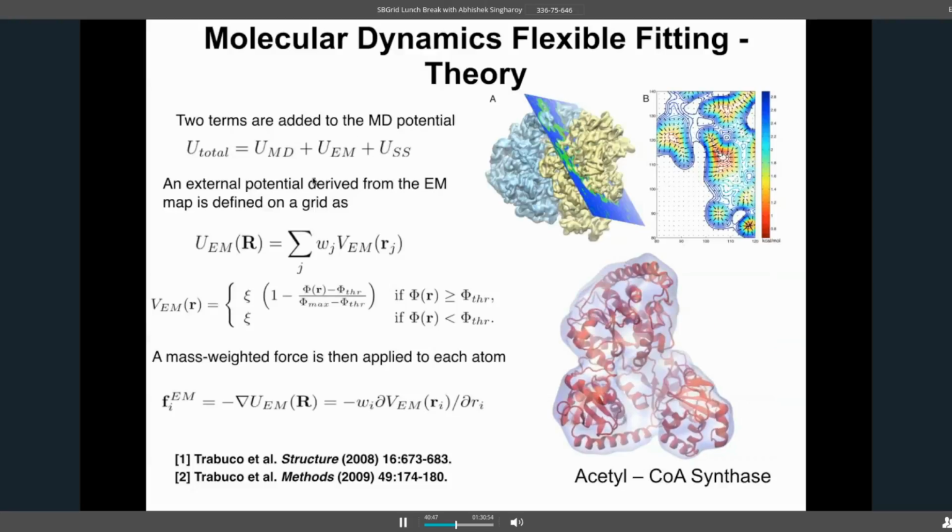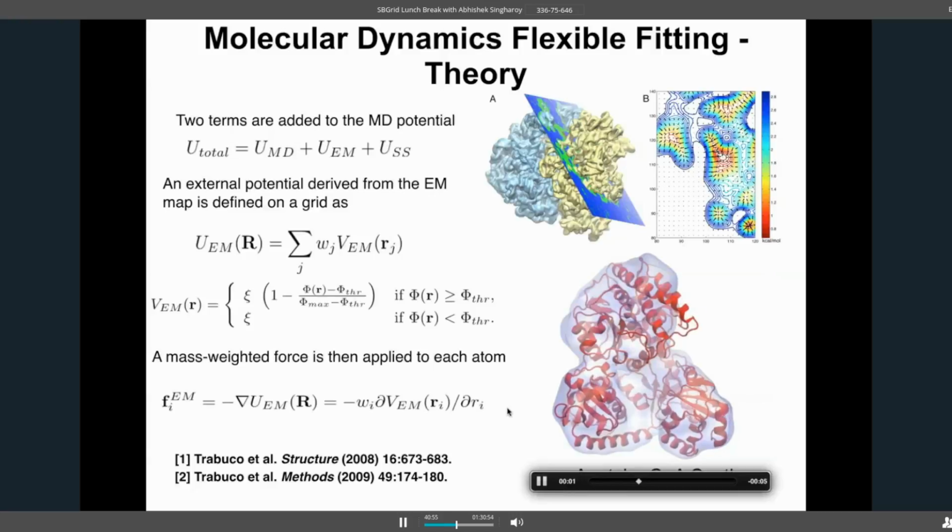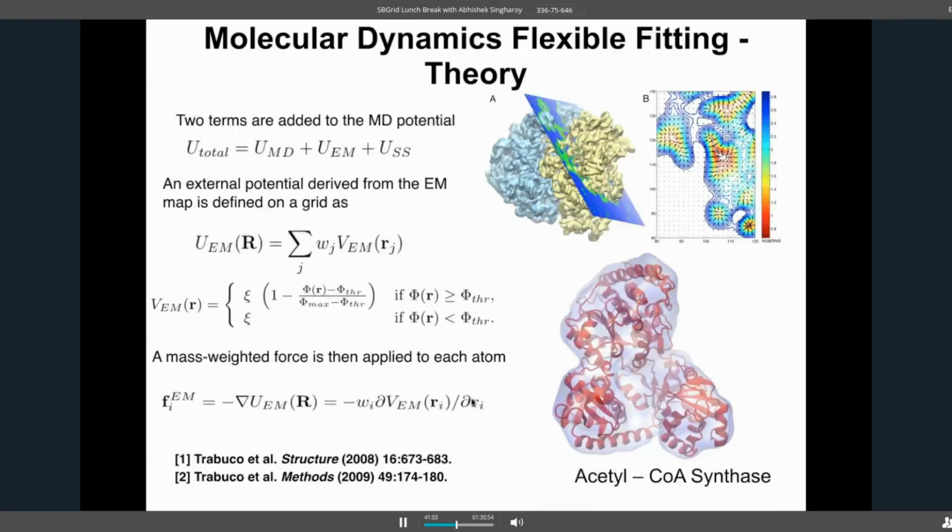So now you have a new potential energy function, and with this new function you can again start solving Newton's equations. And what you'll see on the right is you start out with a structure that is not fitted to a density, and then gradually the forces that are coming from the density are driving the structure into the density, and you get a fitted structure. So this is the overall philosophy of the methods that I'm going to introduce from here onwards.